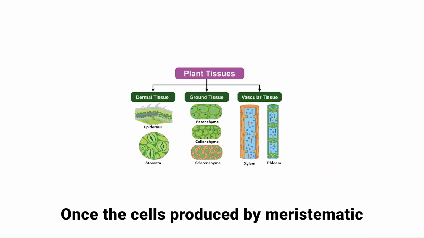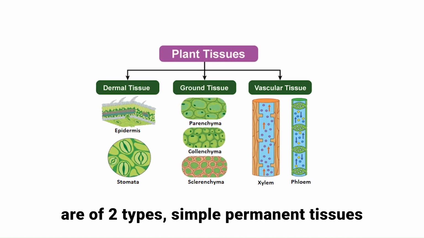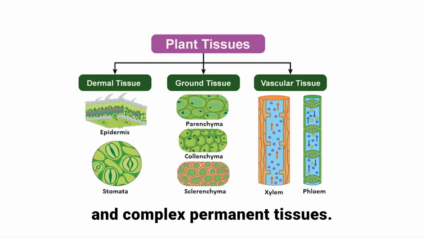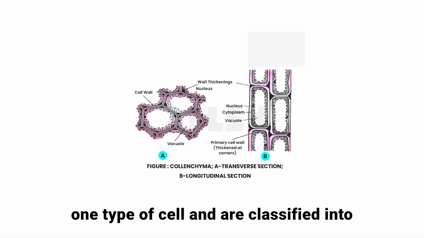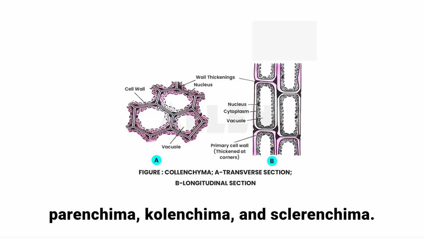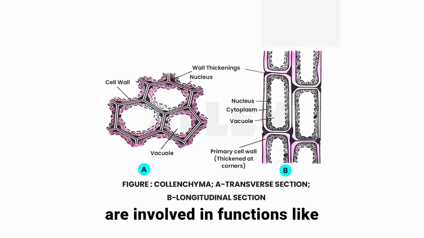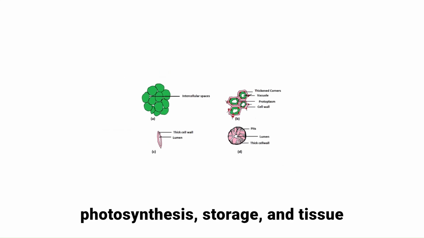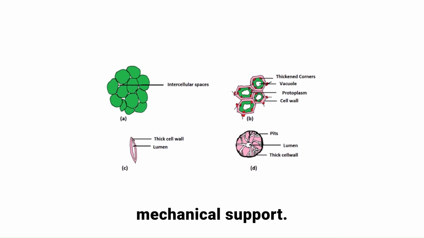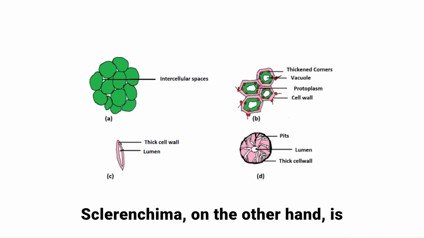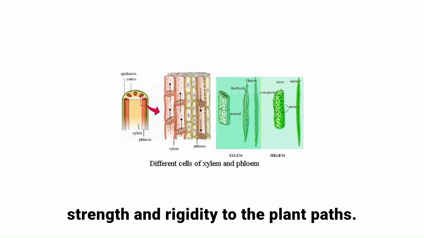Once the cells produced by meristematic tissue mature, they become part of the permanent tissue. Permanent tissues are of two types: simple permanent tissues and complex permanent tissues. Simple permanent tissues consist of only one type of cell and are classified into parenchyma, collenchyma, and sclerenchyma. Parenchyma cells are the most common and are involved in functions like photosynthesis, storage, and tissue repair. Collenchyma provides flexibility to the plant and helps in mechanical support. Sclerenchyma, on the other hand, is composed of dead cells and provides strength and rigidity to the plant parts.